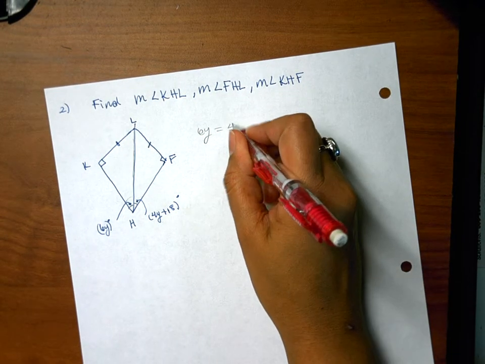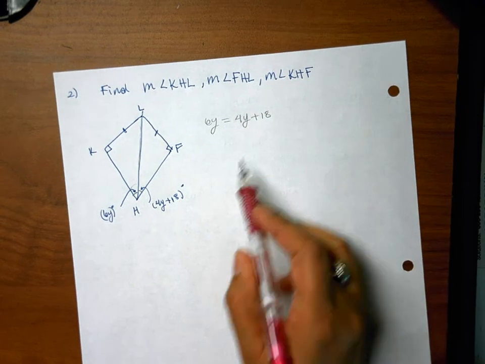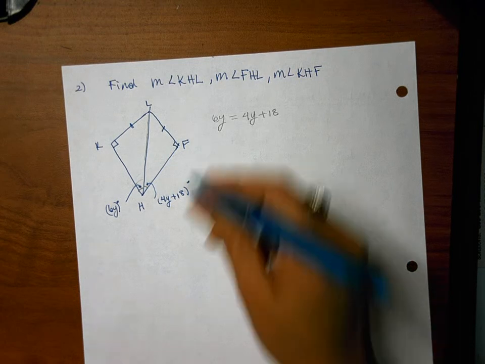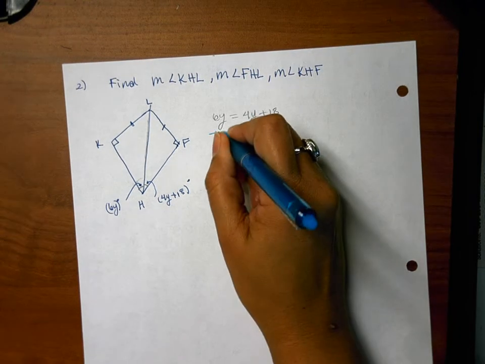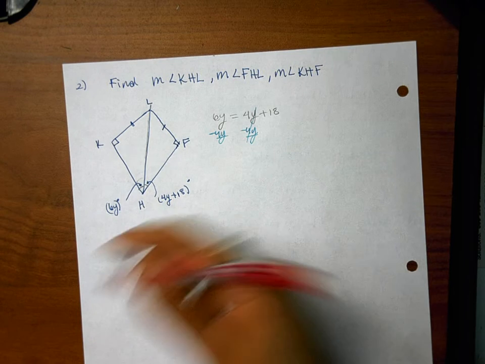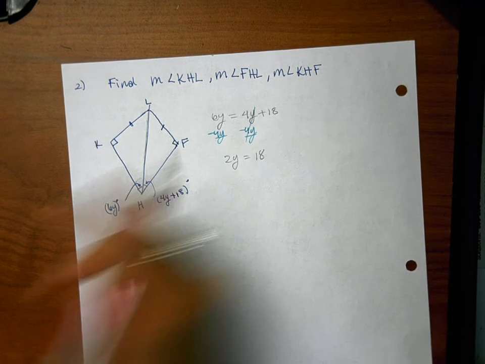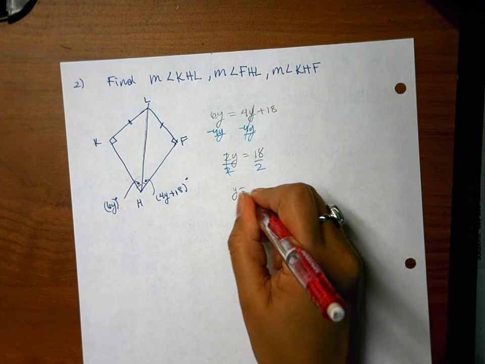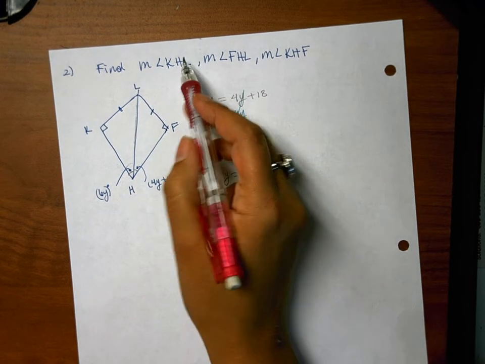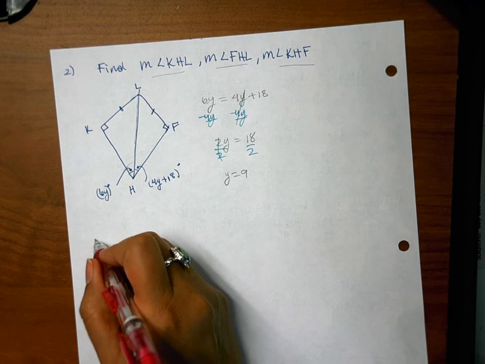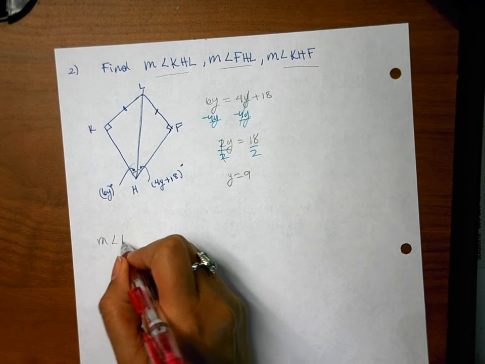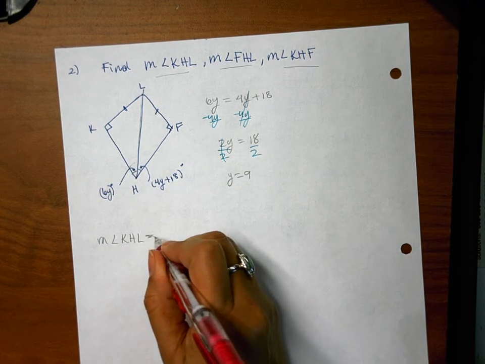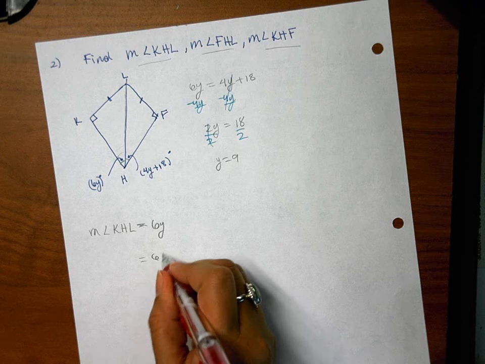6y equals 4y plus 18. I want to get the y's to one side, so I'm going to subtract 4y over. That gives us 2y equals 18. Divide. y equals 9. Now what I want you to do is find the measure of each one. The measure of angle KHL is 6y. Plug it in. You'll do that on your own.